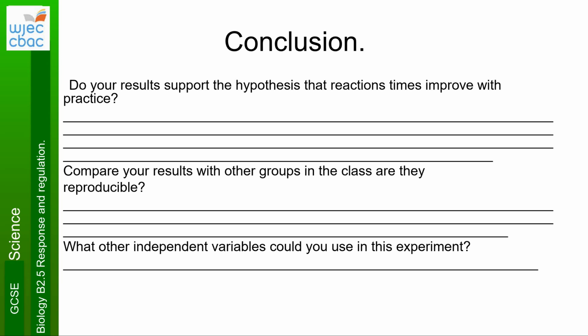We could also, and we've done this previously in class, have a look at the effect of something like caffeine on reaction time. Obviously caffeine is a stimulant drug and it should speed up your reaction time. So there are just a few other ideas there of some independent variables that we could use for this experiment.